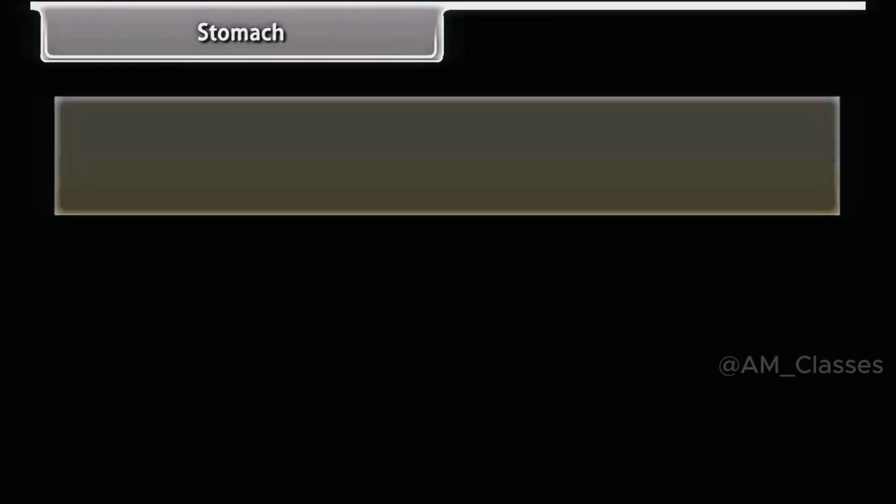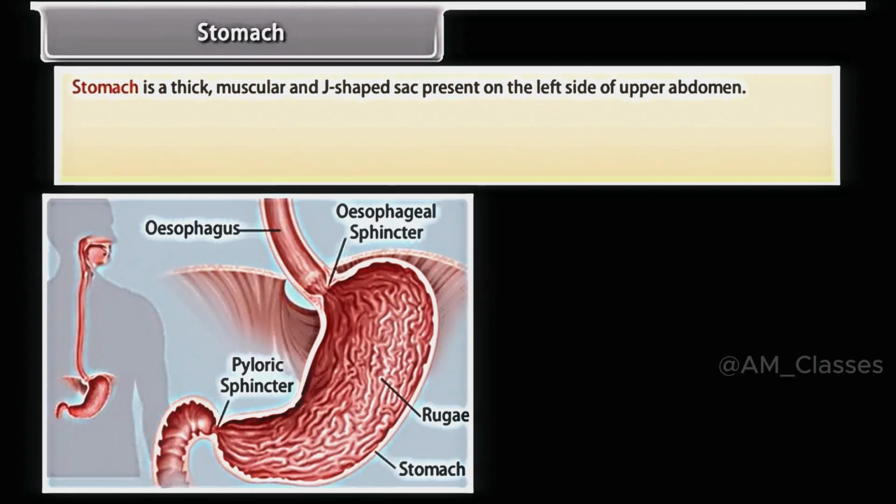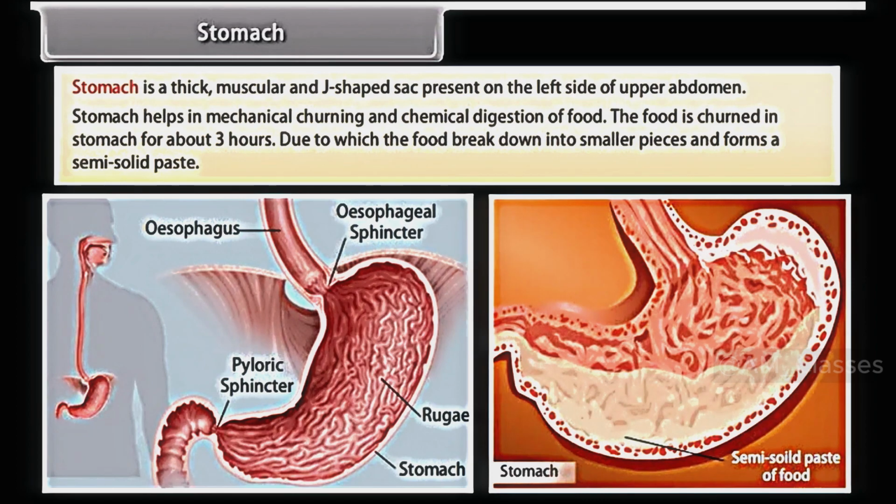Stomach. Stomach is a thick, muscular, and J-shaped sac present on the left side of the upper abdomen. Stomach helps in mechanical churning and chemical digestion of food. The food is churned in stomach for about 3 hours, due to which the food breaks down into smaller pieces and forms a semi-solid paste.